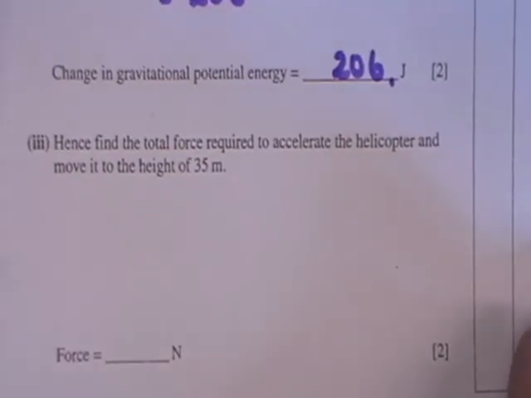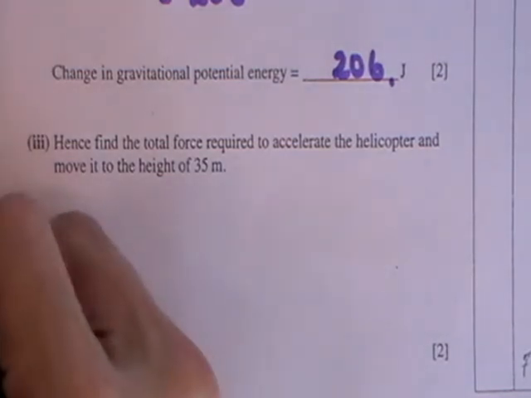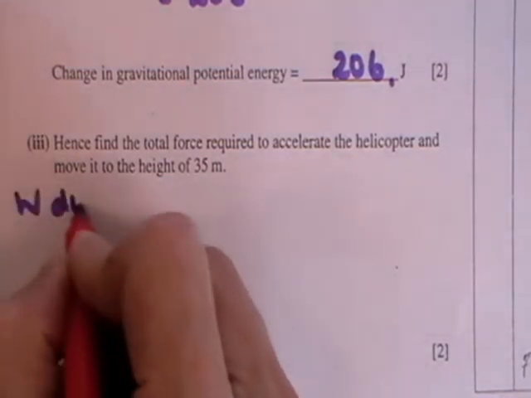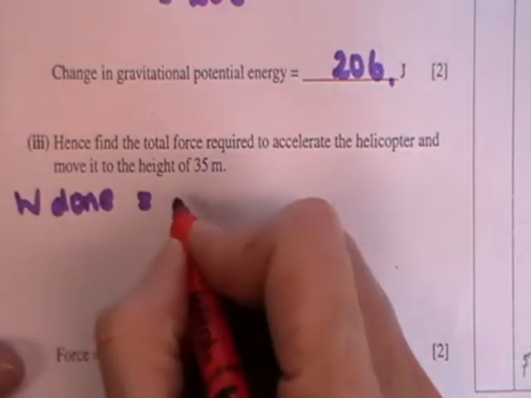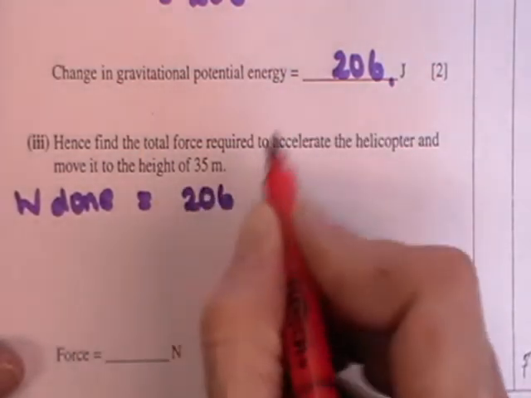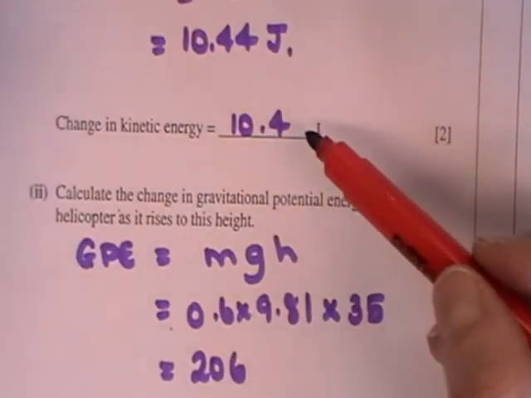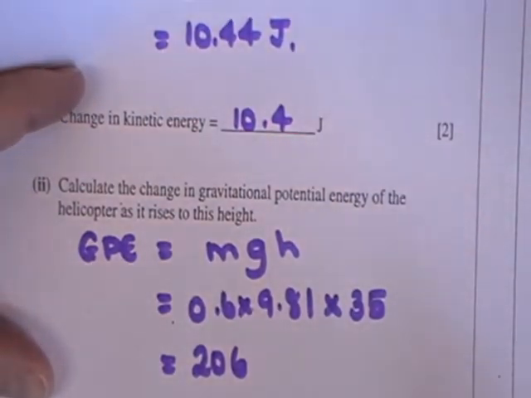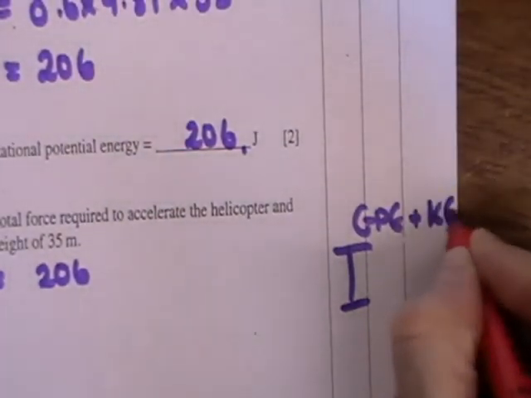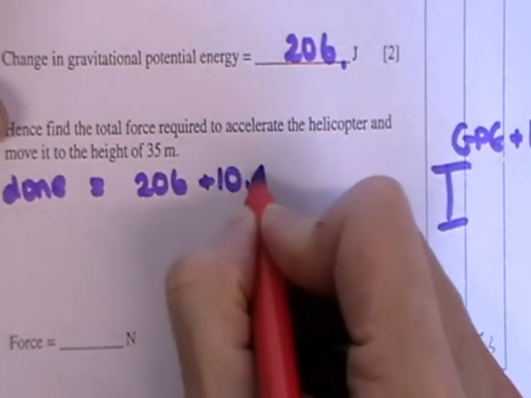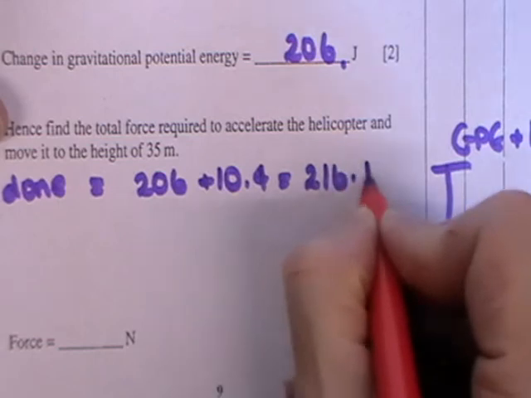Part 3, hence find the total force required to accelerate the helicopter and move it to a height of 35 metres. Right, so the total work done is equal to the 206 to get it to that height, plus the 10.4 joules of kinetic energy it gained. So it gained 206 of GPE and it gained 10.4 kinetic. So altogether, that's 216.4 joules.